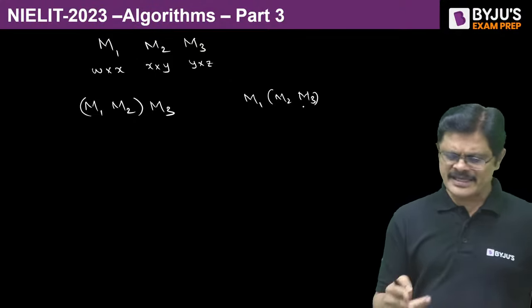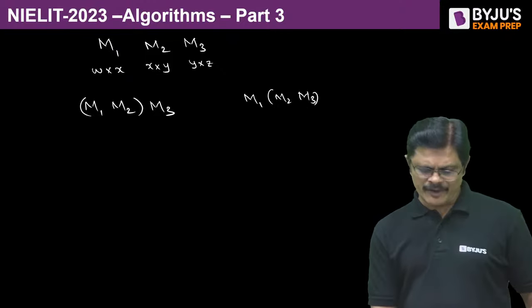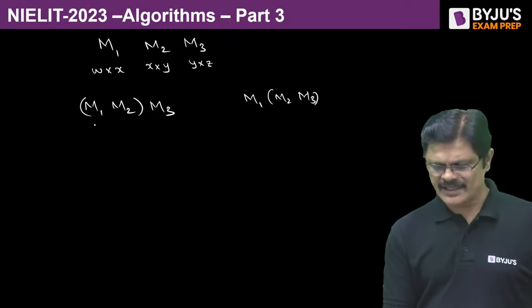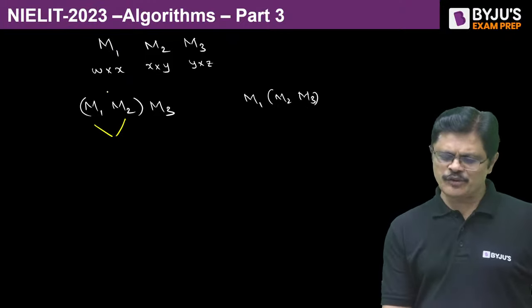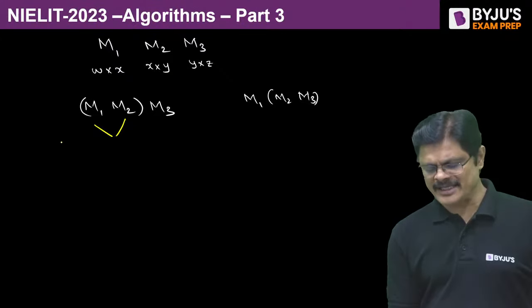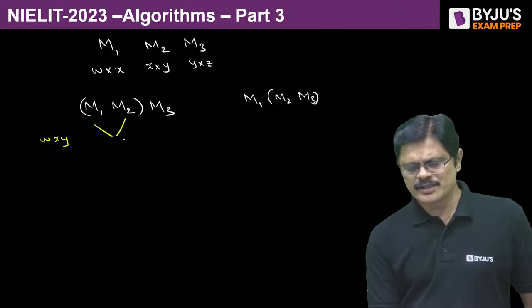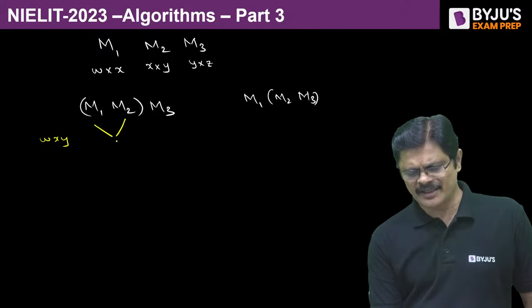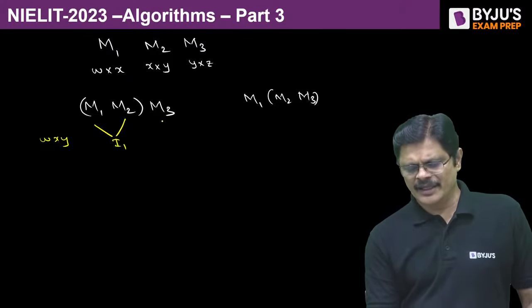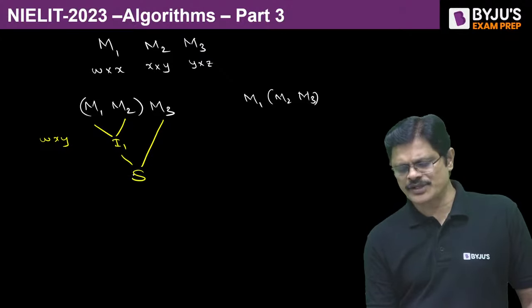So first of all, let us calculate these answers. What will be the answer for this? Let us see. If you want to multiply these two, W by X and X by Y, you require WXY multiplications. Suppose it is some intermediate, I1, then you multiply these two to get the solution, my dear friends.